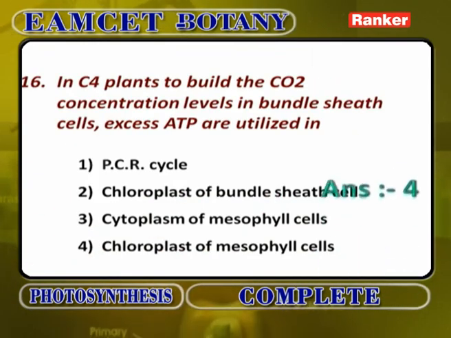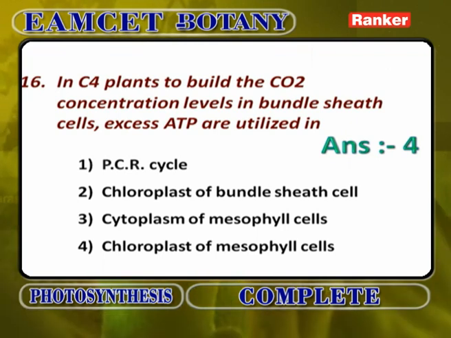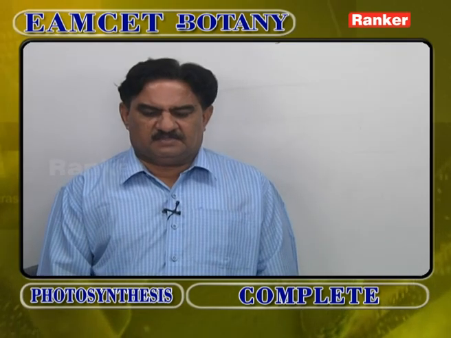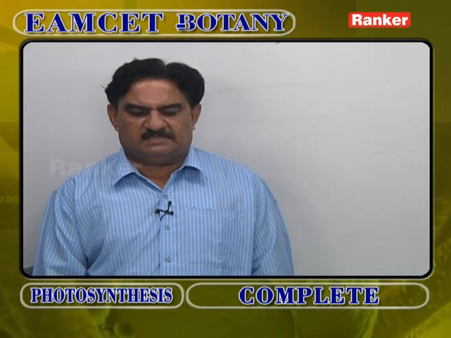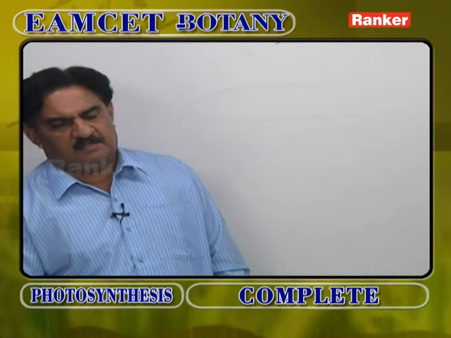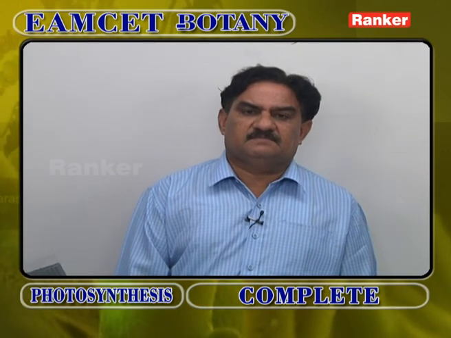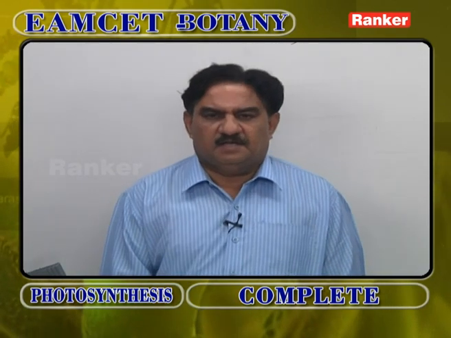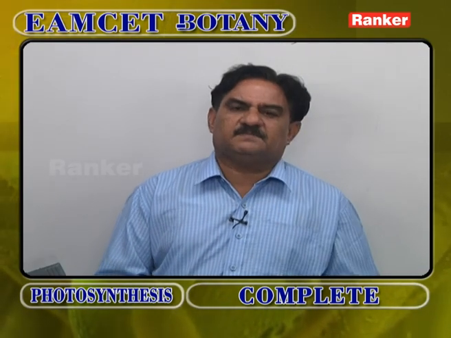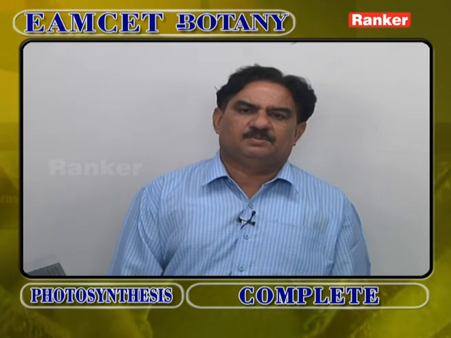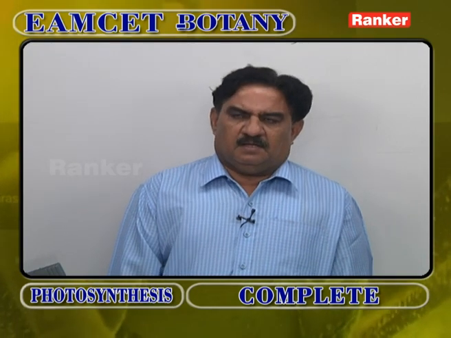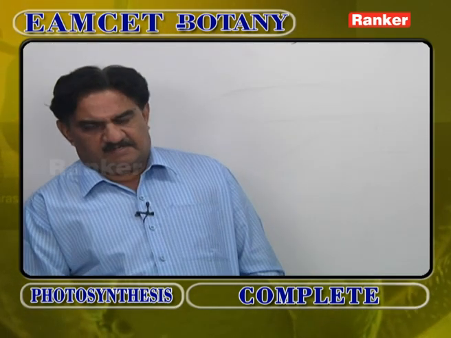Fourth option. In C4 plants, to build the CO2 concentration levels in bundle sheath cells, excess ATP are utilized in. In C4 plants, whenever pyruvic acid moves from bundle sheath cells to mesophyll cells, in mesophyll cells pyruvic acid converts into phosphoenol pyruvic acid by taking 2 ATP molecules excess. This is to maintain higher carbon dioxide levels in bundle sheath cells.